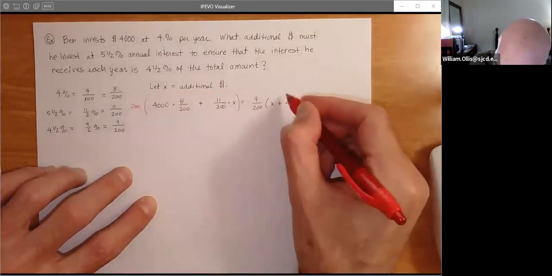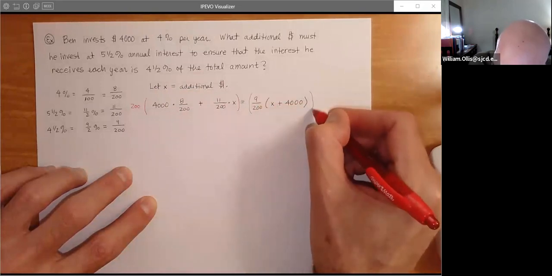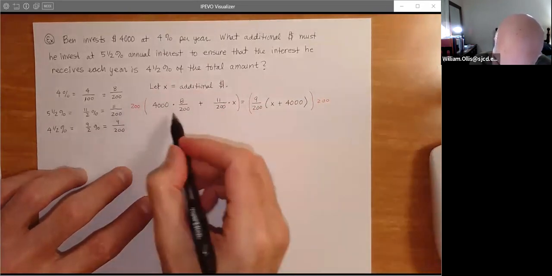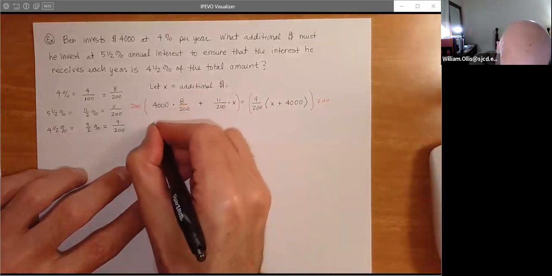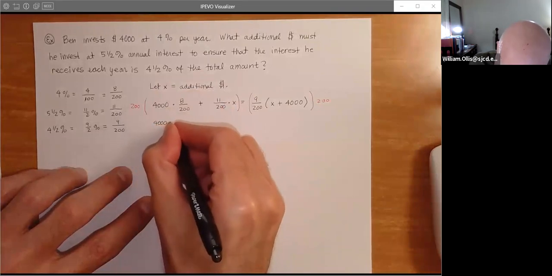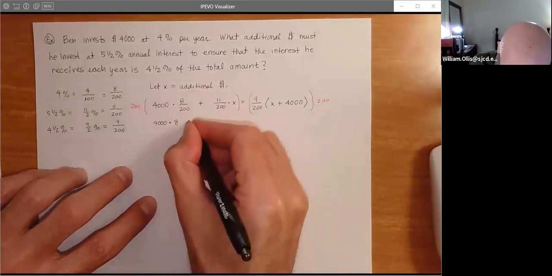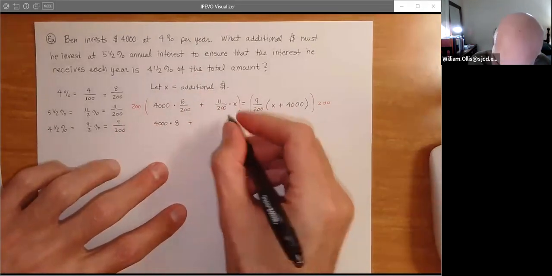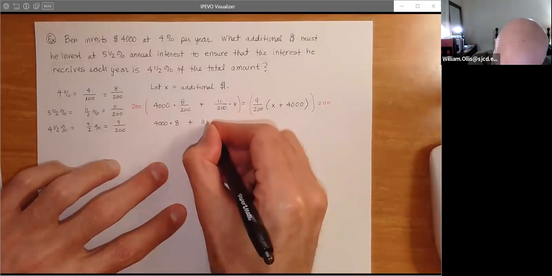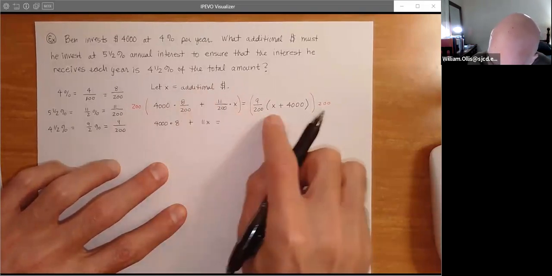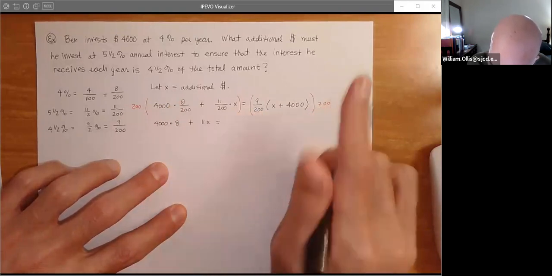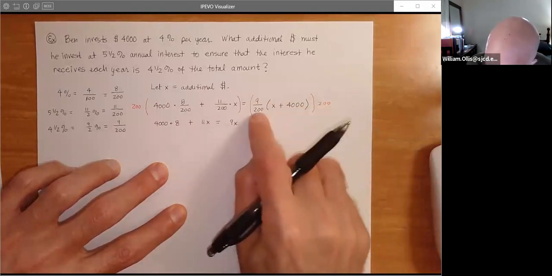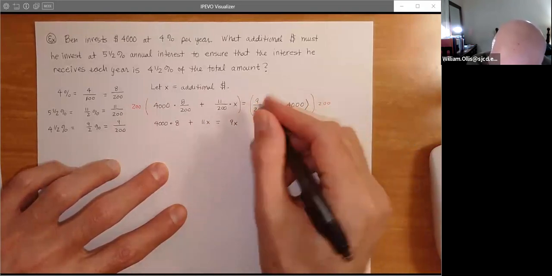You can do this symbolically, but it's nice to just write down so you can go back and check what you did. So now all the 200s absorb. So we have 4,000 times 8 plus, and now of course the 200s absorb here, and we just have 11x. So we simplified things really nicely here. Now notice the same thing here. The 200s absorb, and we get 9x. And now again, the 200s absorb, and we get 9 times 4,000.